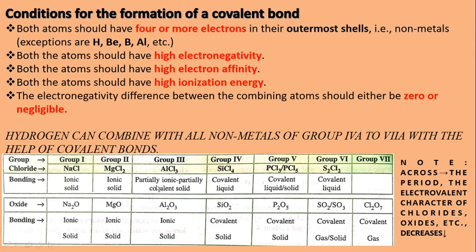value. But if you are moving to the right, they are partially ionic and partially covalent. Then covalent in the solid state and covalent in the liquid state. So the bonding moves from ionic to covalent. So in its reaction with the oxides, sodium oxide, magnesium oxide, what is the bonding? So ionic to covalent, you can see this. So across the period, the electrovalent character of chlorides, oxides, etc. decreases. So electrovalent means the ionic bond. So the ionic character decreases on moving from left to right across the period.